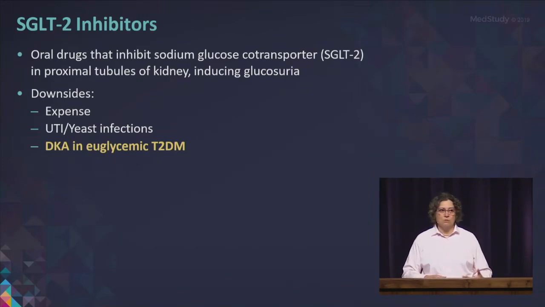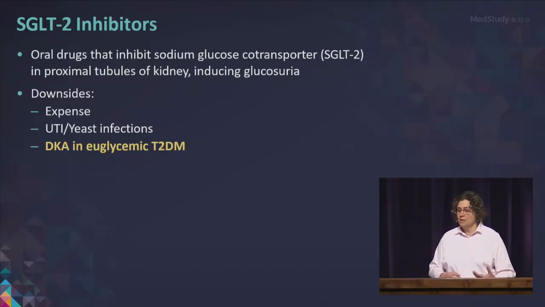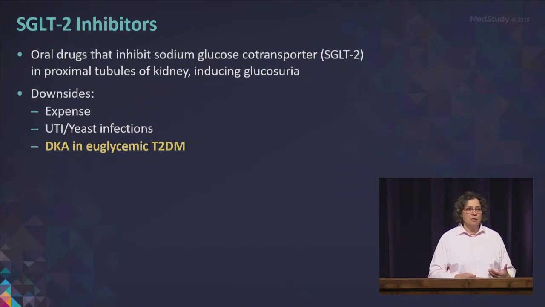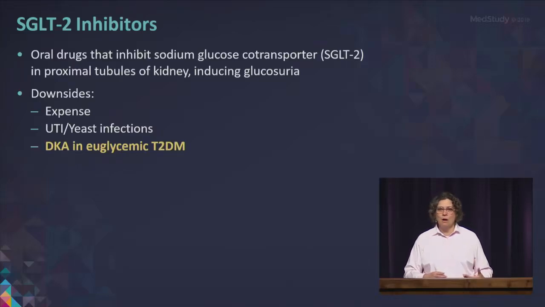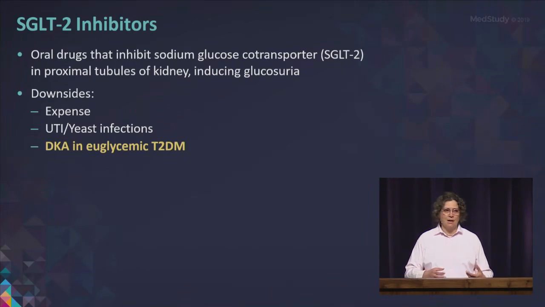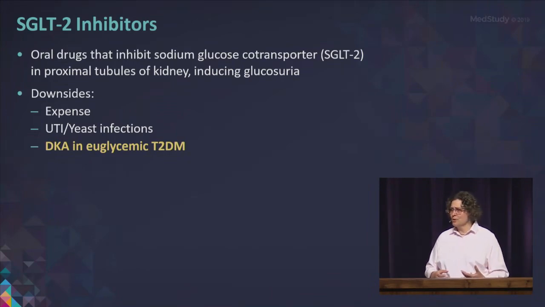Also, what has been described and is real is DKA in type 2 diabetes. And this is generally a harder to treat DKA because it's a euglycemic DKA, which we don't see too often except in certain populations. So when these people come in, they're having nausea, vomiting, you check their sugars, they're normal.